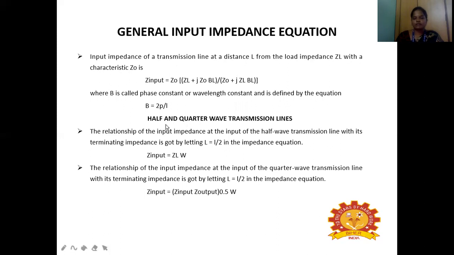So next we will discuss what is meant by half and quarter wave transmission lines. The relationship of the input impedance at the input of the half wave transmission line with its terminating impedance can be written by putting L equal to λ/2 in the impedance equation. So we will get Z input is equal to ZL. This is the relationship of the input impedance at the input of the quarter wave transmission line with its terminating impedance. That is, Z input is equal to Z0 squared divided by ZL.